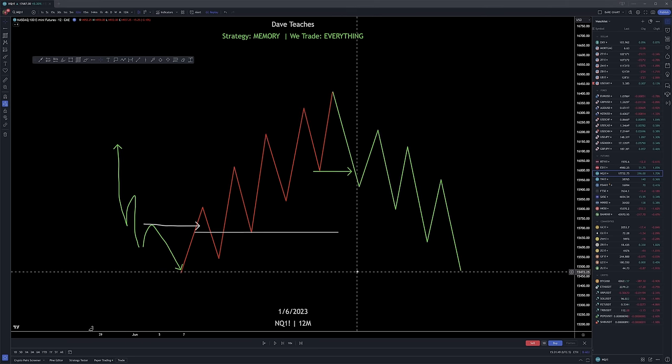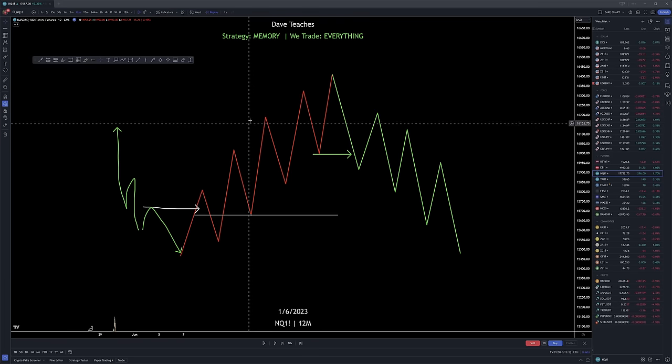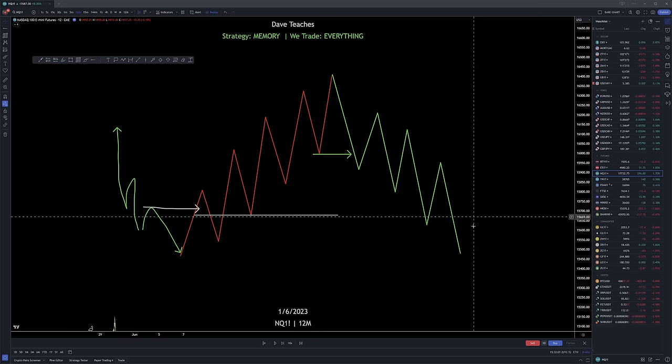So this is something for you guys to backtest. Now we're going to go over a lot more of this throughout the next few sessions, but this is what you guys are missing.